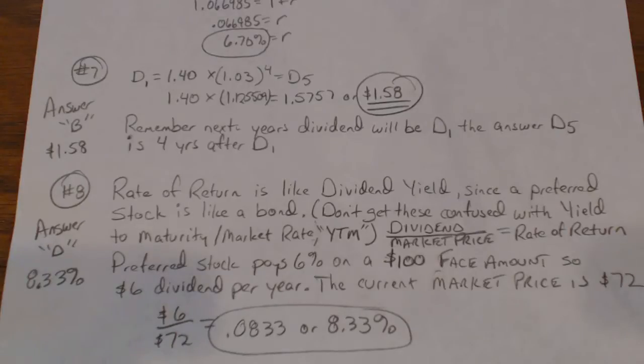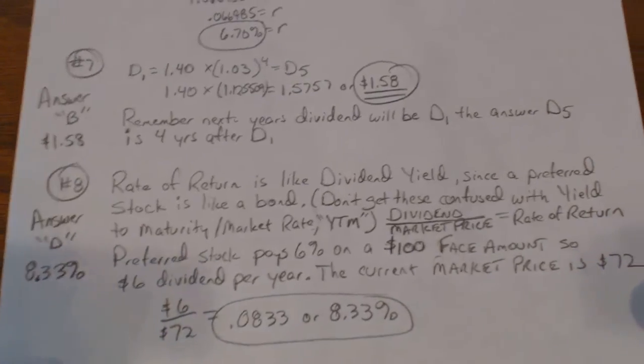Don't get that confused with yield to maturity, which is the market rate. You're just trying to find the rate of return, which actually, if you did it the other way around, using that market rate, you could figure it out. It'd work out the same way. But anyway, oh no, the market rate takes into account the price too. It does take into account the price. Never mind what I said. Don't worry about it. That's how you figure that problem out.